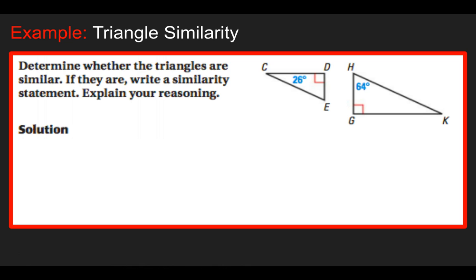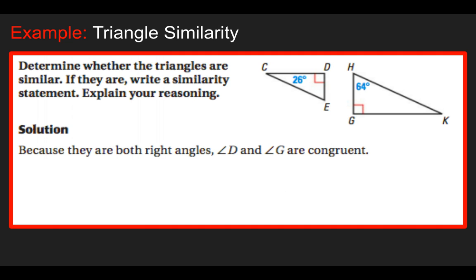Determine whether the triangles are similar. If they are, write a similarity statement and explain your reasoning. Look at the two triangles to the right. Can we determine that they're similar based on their angles? In order to do this, we need to make sure that there's two angles that are congruent.